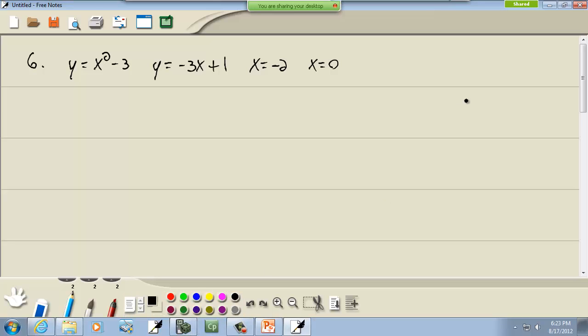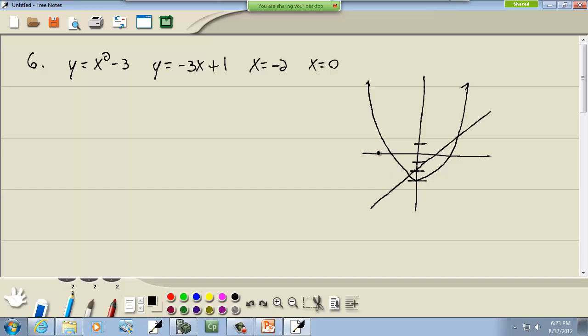I don't need a calculator for that, but if you were doing it, you could put this in y1 and that in y2. X squared minus 3 looks like this, more or less. Negative 3x plus 1: 1, 2, 3, looks like that. From negative 2 to 0. If I had drawn it a little bit better, I think we'd see which one was above.